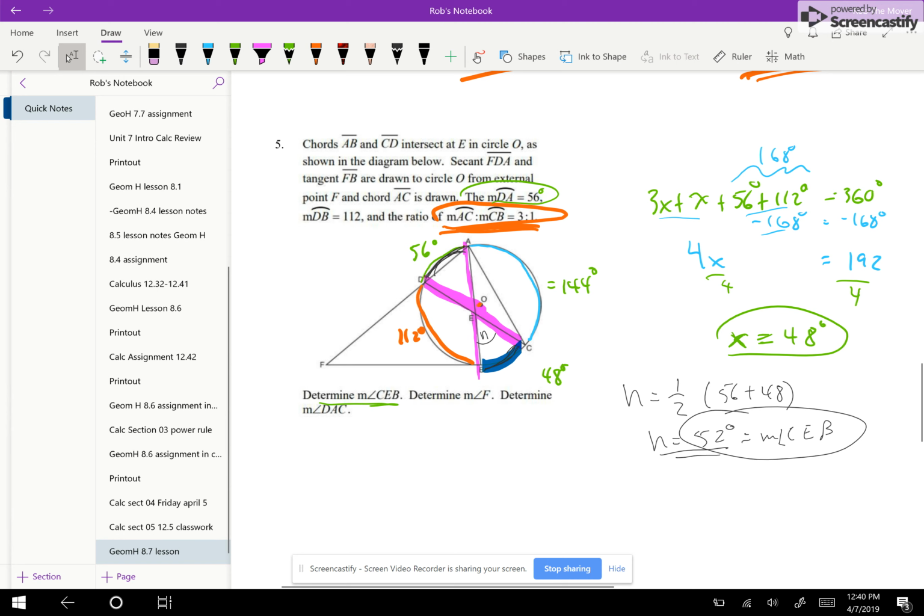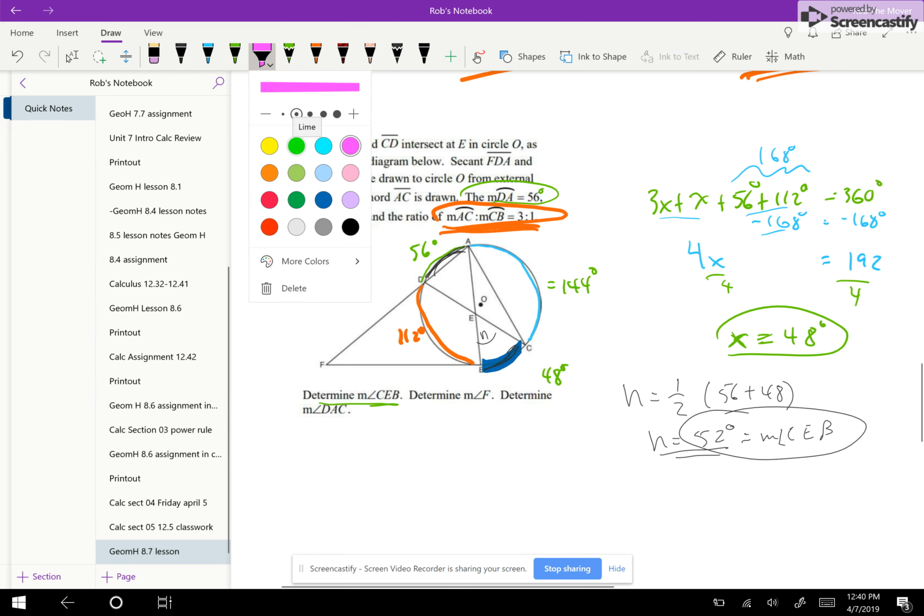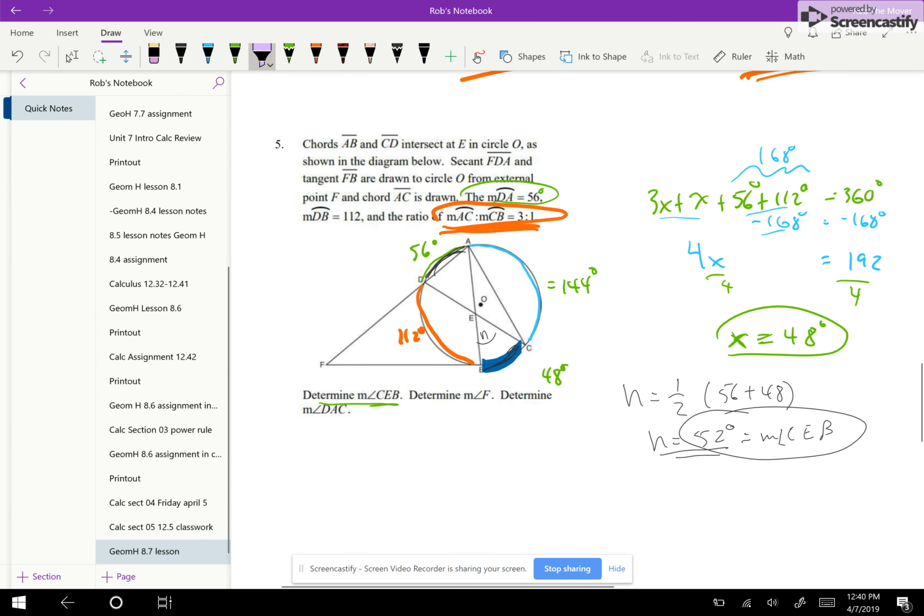So what else are we looking for here? Let me erase those lines and use a different color here. Let's use bright purple. Okay. Now I'm going to find the measure of angle F. Angle F is the angle outside the circle, and that's made by a tangent and a secant. Remember, that is the measure of the difference of the two arcs. So the outer arc here minus the inner arc here. So it's 144, subtract 112, divided by 2.